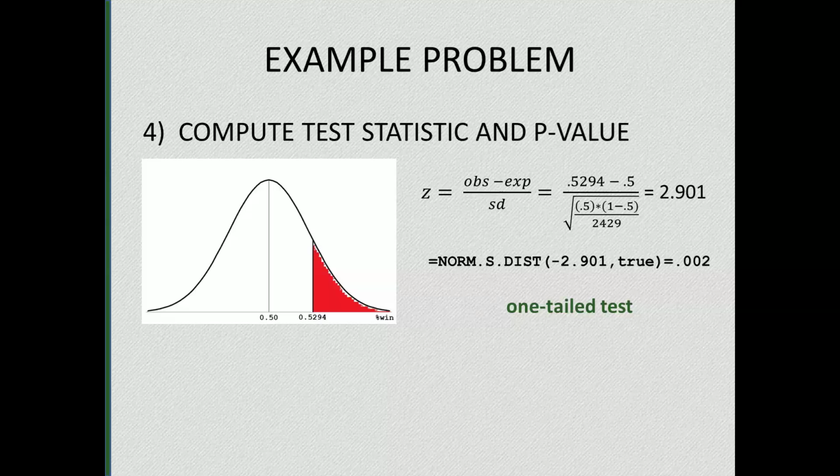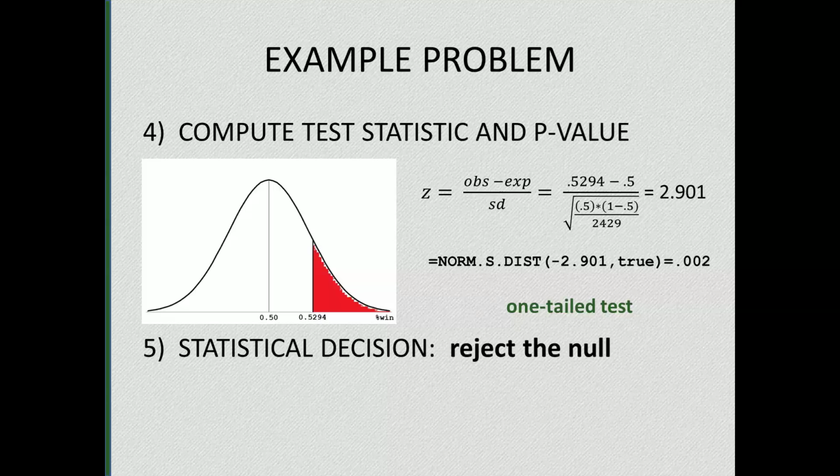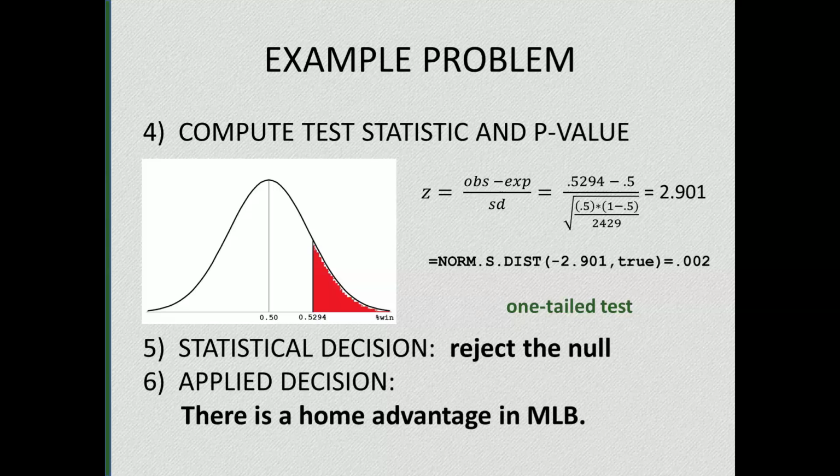What do we do with the p-value that's 0.002, that is smaller than our traditional 0.05? We reject our null hypothesis. And by rejecting our null hypothesis, what conclusion do we draw? Because we don't care about hypotheses, we care about baseball teams. By rejecting the null, we're saying, yes, there is evidence. There is reason to believe that there is a home advantage in Major League Baseball.